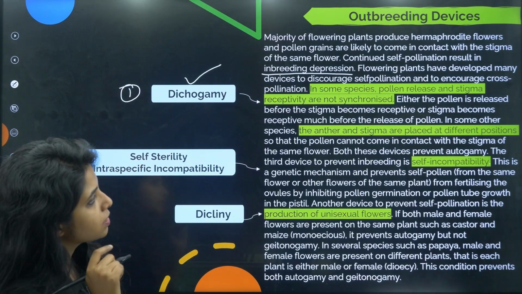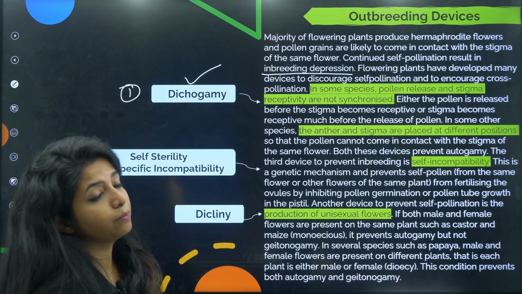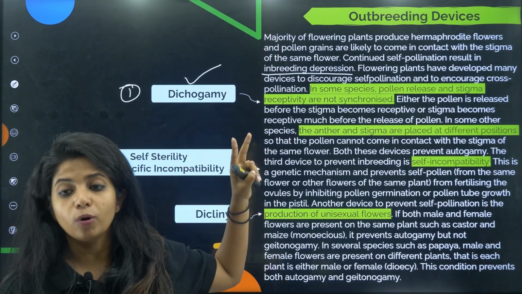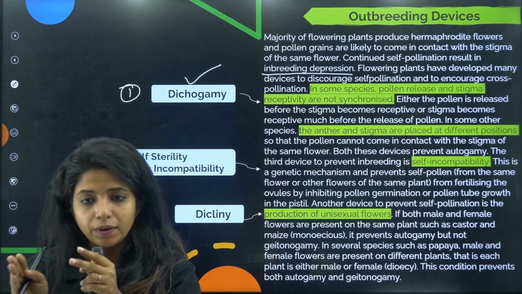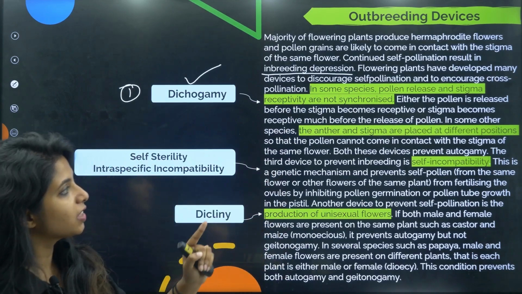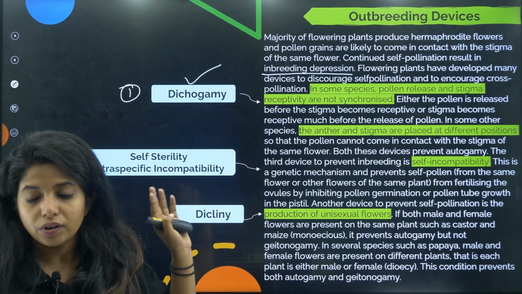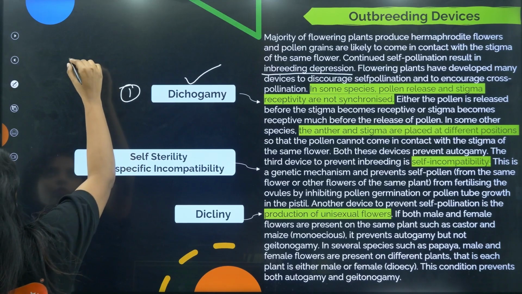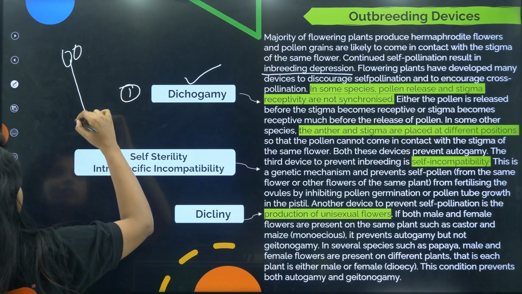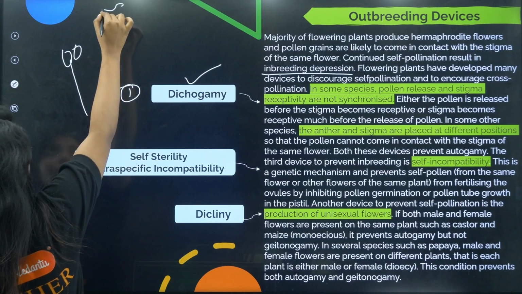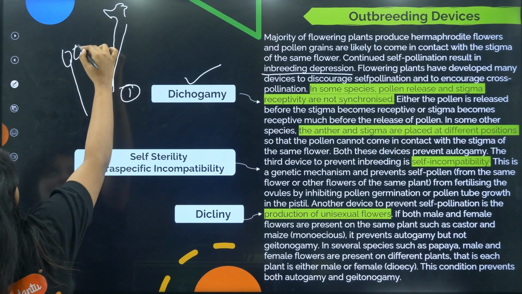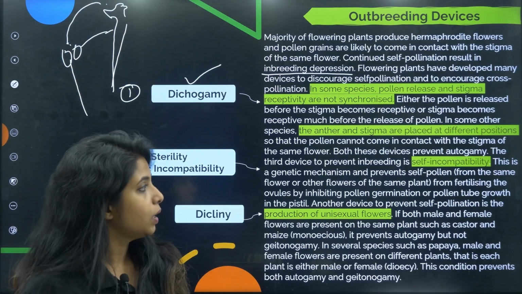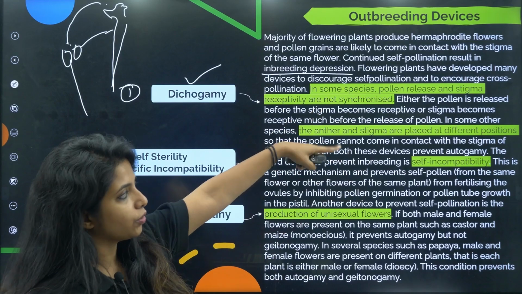Next thing, the anther and the stigma are placed at different positions. There were 2 points for autogamy to happen. One was that it should be in synchronization. Second was that the position of the anther and the stigma should be nearby. Over here they are saying the opposite, that is, the anther and the stigma are placed at different positions. So, now the pollen cannot come in contact with the stigma. If the anther is over here, and the stigma is somewhere at the top, and they are far away from each other, do you think the pollen grains can move there and pollinate? No, that is very difficult. Both these devices prevent autogamy, as I said.